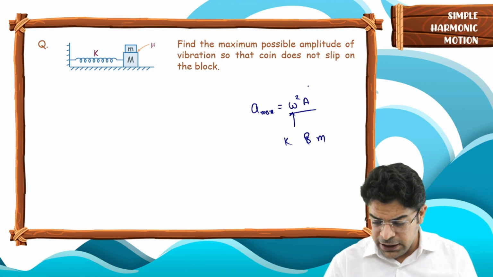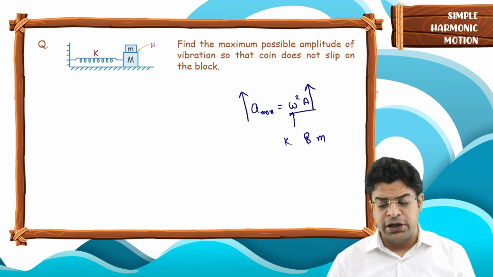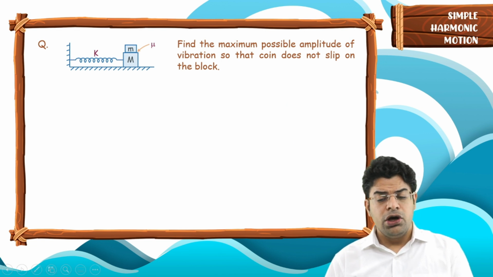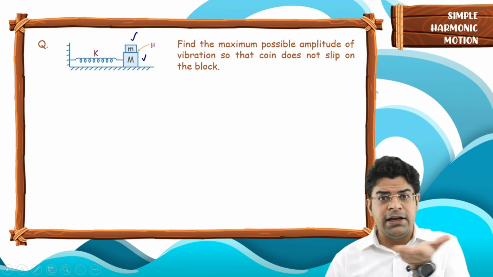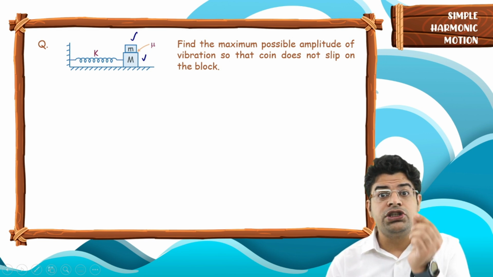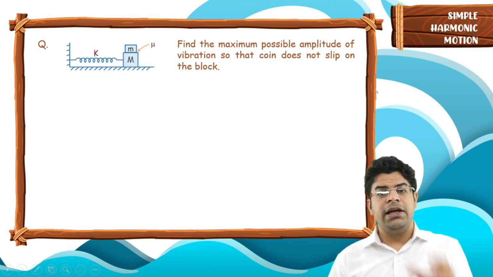As you keep on increasing the amplitude, the maximum possible acceleration keeps on increasing. But who is moving the coin with the block? The coin is oscillating with the block due to the friction force present between the coin and the block. Now there is a limit to how much friction force can act.